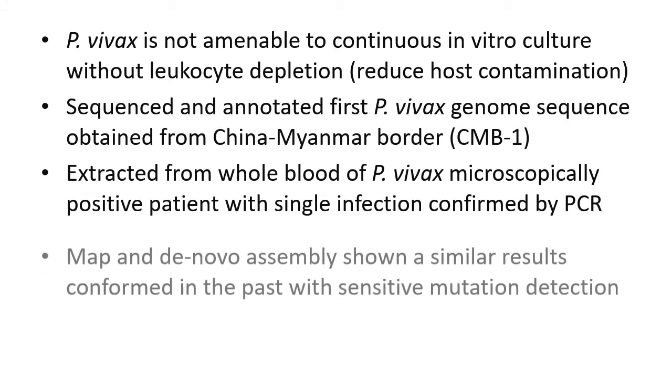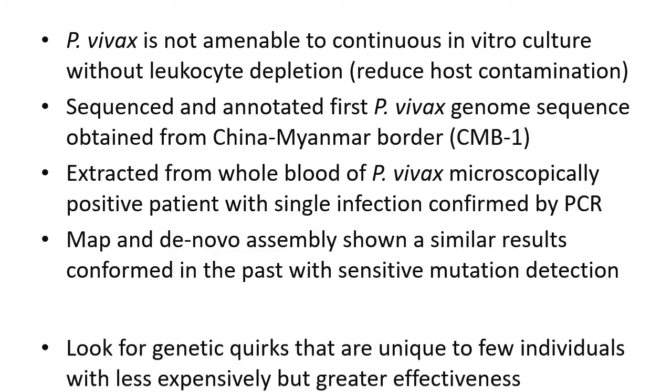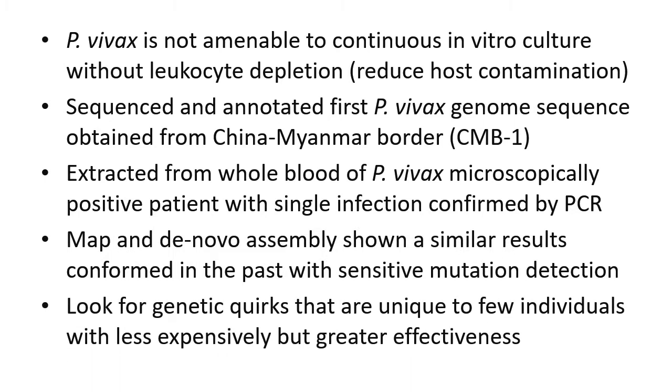Then the journal talks about sequencing and annotation of the first Plasmodium vivax obtained from the China-Myanmar border, CMB1. The map and de novo assembly showed a similar result confirmed in the past with high sensitivity detection. And they also search for genetic codes that are unique in few individuals, less expensively and with higher effectiveness.